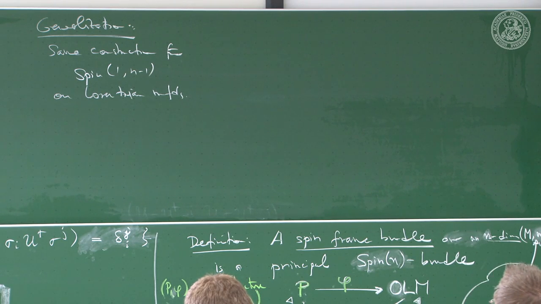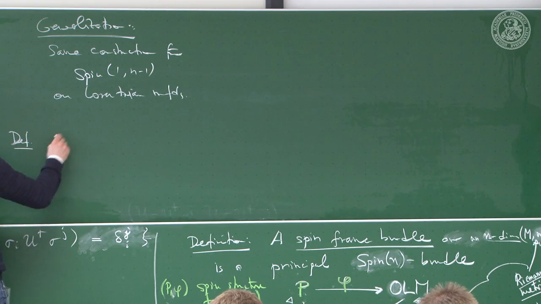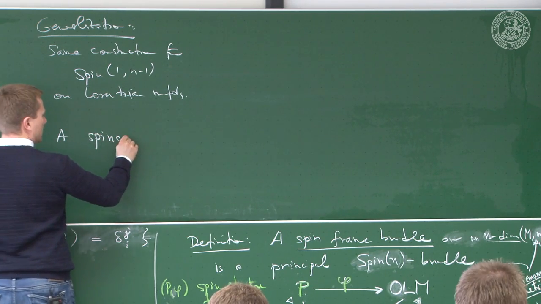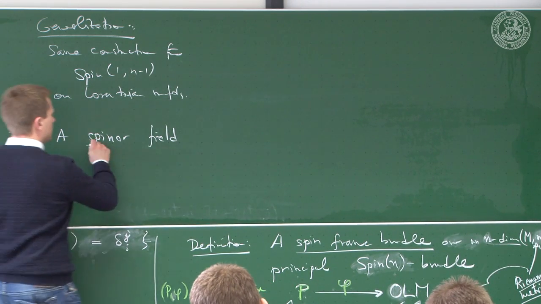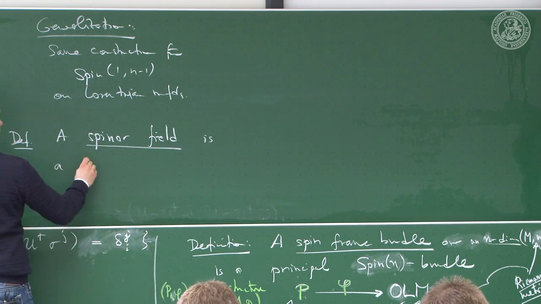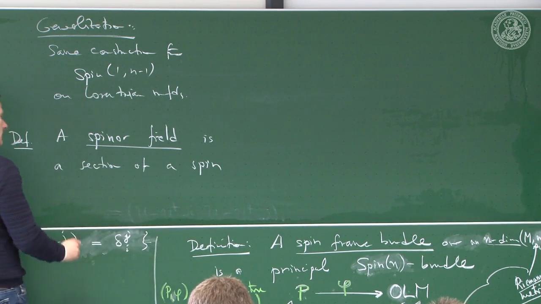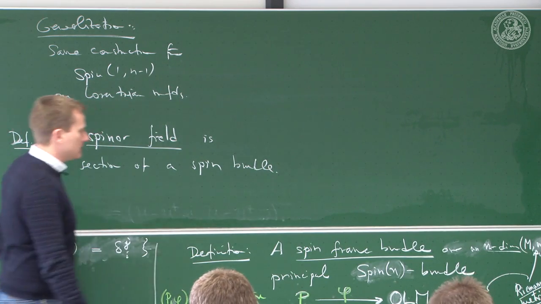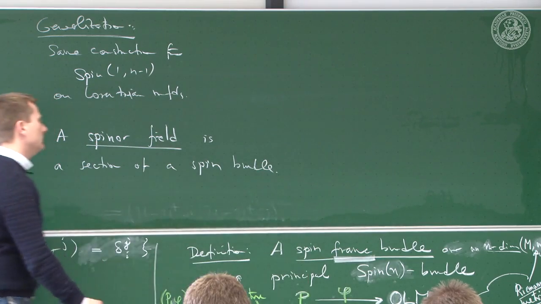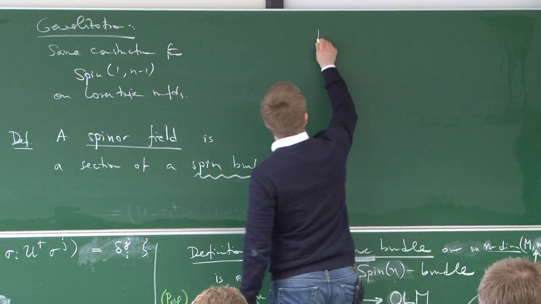All is fine. The question is, why on earth do I want a spin structure? Well, I want a spin structure in order to define spinors. Definition: a spinor field, right? A spinor field is a section of a spin bundle. Not of a spin frame bundle. This is a spin frame bundle, and now of a spin bundle. So I should tell you what a spin bundle is.